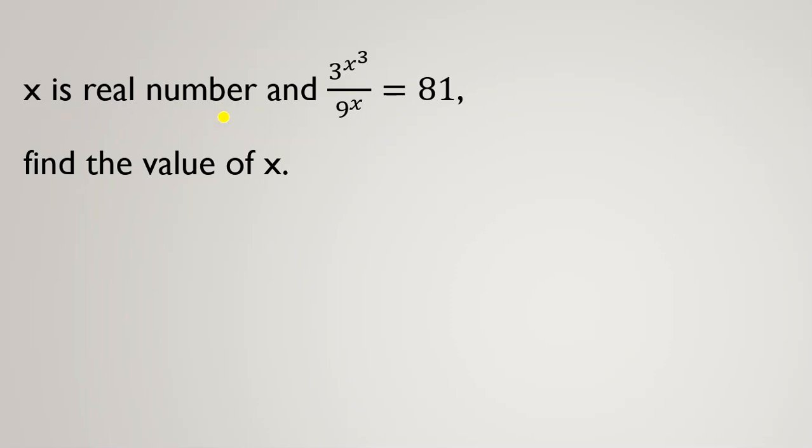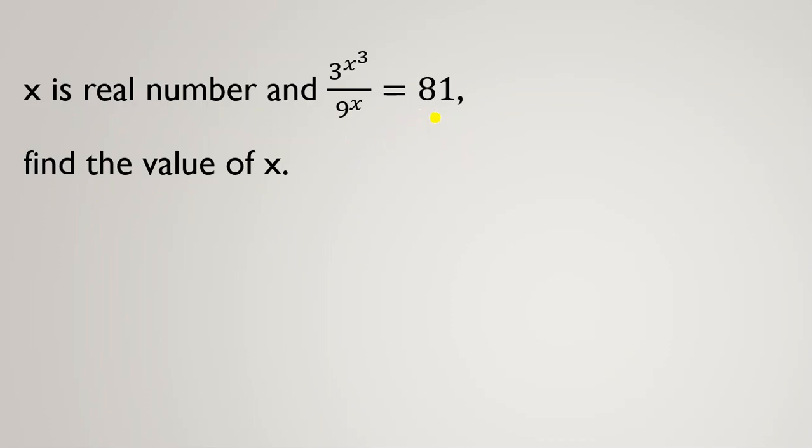x is a real number and 3 to the x cubed over 9 to the x equals 81. Find the value of x. Here it's good because 3, 9, 81, all of them are powers of 3.